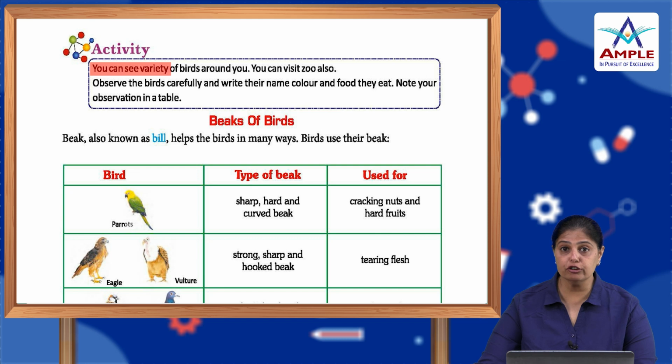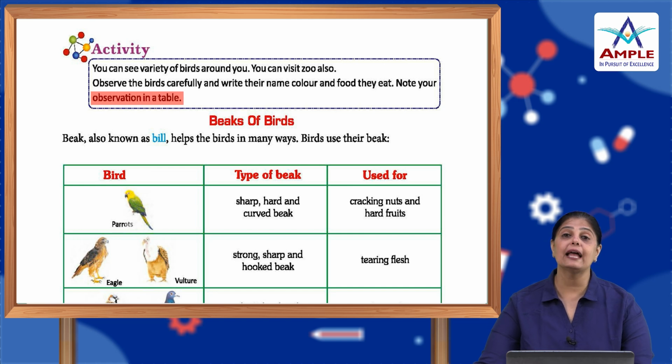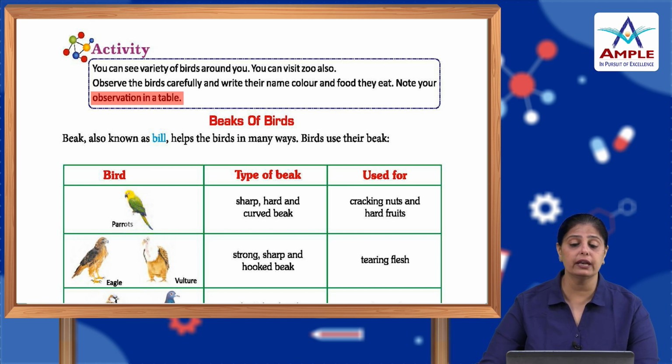Now you have to do an activity. You can see variety of birds around you. You can also visit a zoo. You have to observe the birds carefully and write their name, color and the food that they eat. Note your observation in a table. So this is the activity that you have to do. You can either visit the zoo or take any example of birds that are around your house, and then you can write about your observations.